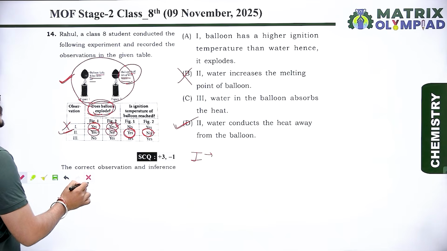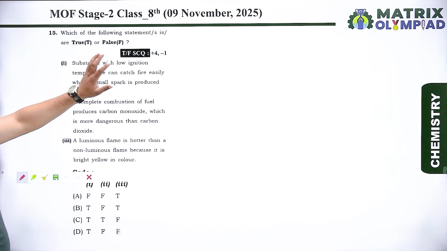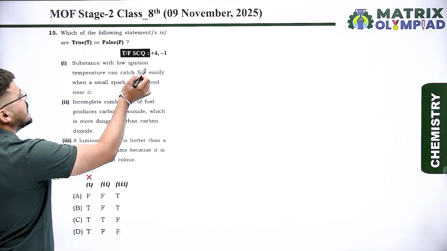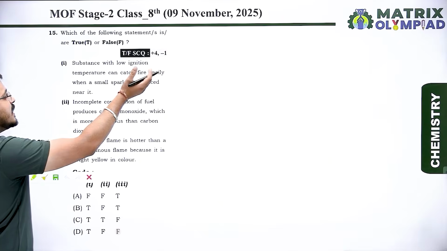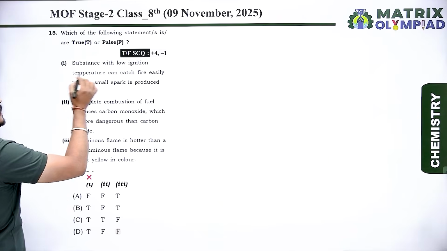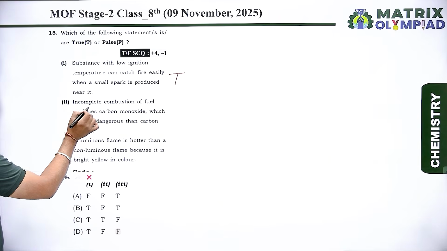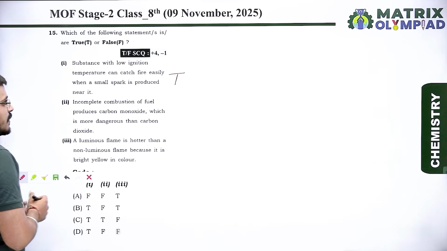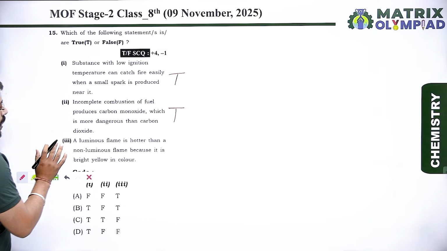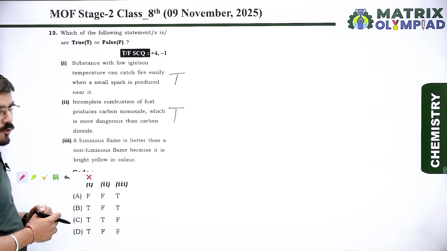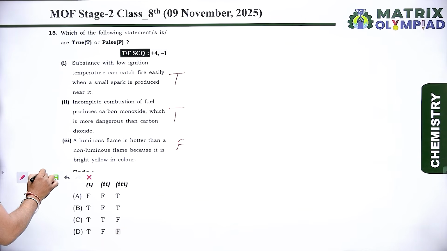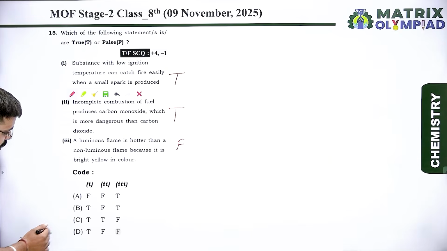Let's move to the next question, question number 15. Which of the following statements are true or false? We have to check which is correct and which is false. A substance with low ignition temperature can catch fire easily when a small spark is produced. Yes, this is true. Incomplete combustion of fuel produces carbon monoxide, which is more dangerous than carbon dioxide. Yes, again, this is true. A luminous flame is hotter than a non-luminous flame. No, this is false. So here the correct answer will be true, true, false. Option C is correct.